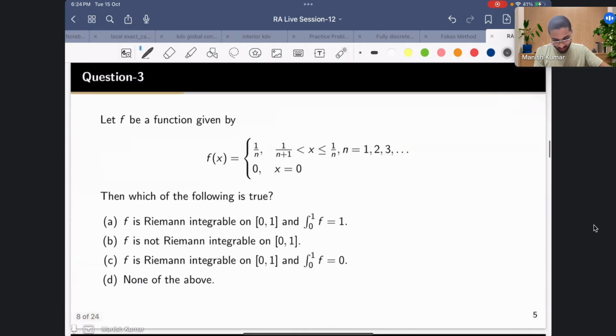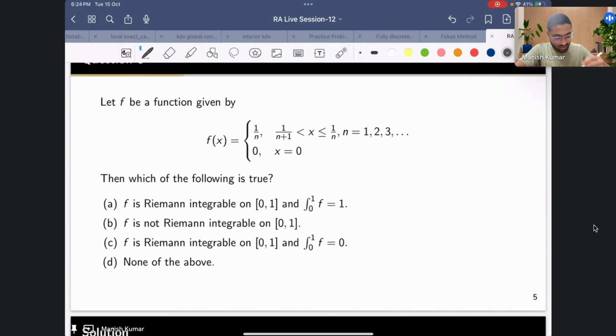Okay, so now let's move to this problem. Over here you again have a function defined in this particular fashion. Then you have to check the integrability of this function. So let's try to look at how the function looks. This function is defined on 0, 1, so f is from 0, 1 to R and is given by this. At 0 the functional value is 0.